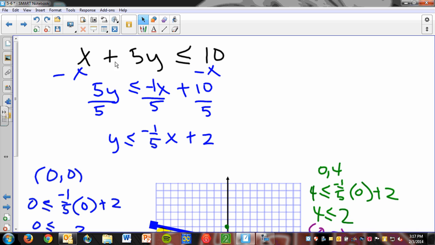Let's do another one. X plus 5y is less than or equal to 10. Add or subtract what's not connected, divide by what is, and we solve for y right here. Y is less than or equal to negative 1/5 x plus 2. Ready to graph.